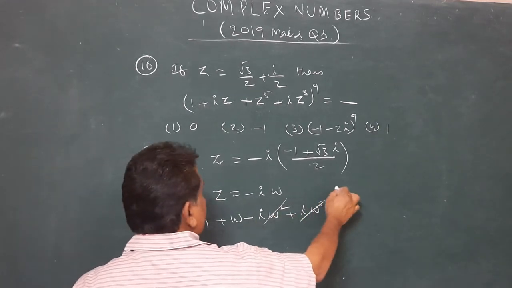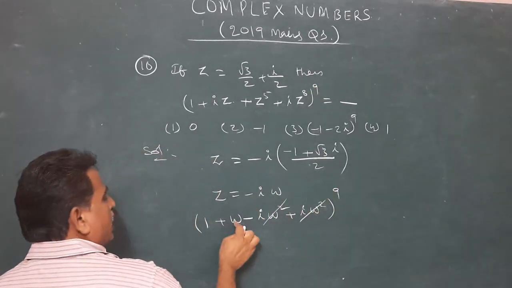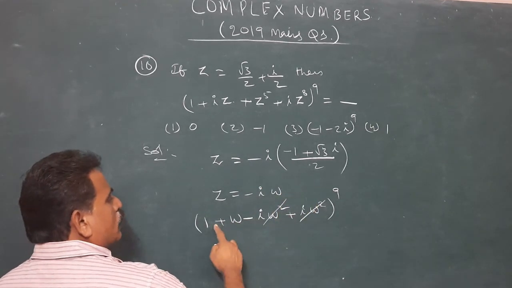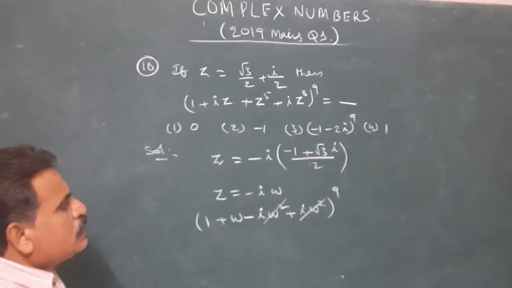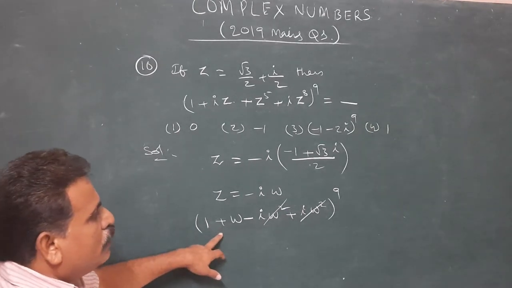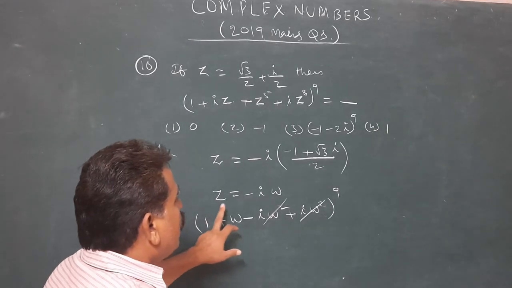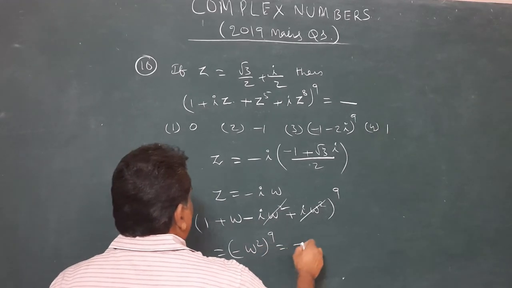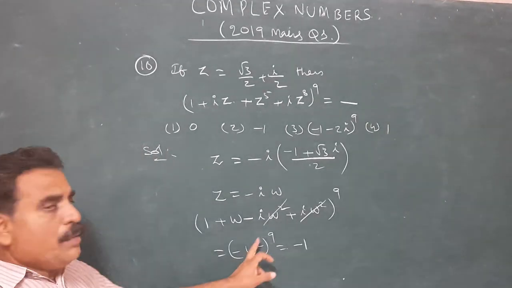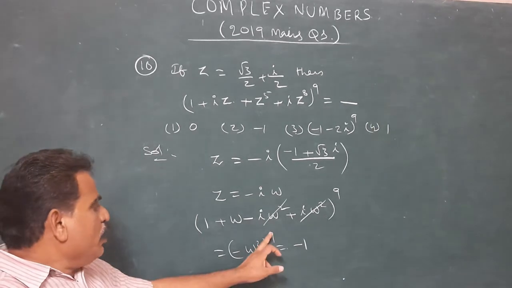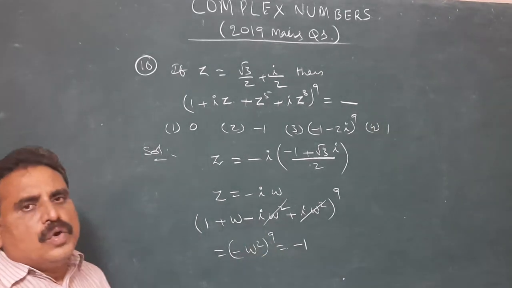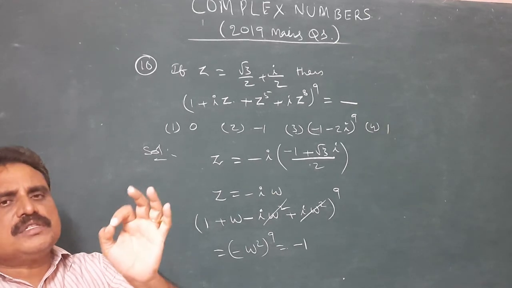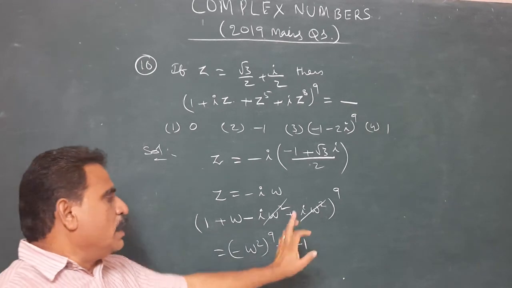1 whole power 9 is there. 1 plus ω plus ω² equal to 0, so 1 plus ω equal to minus ω². So 1 plus ω to the power 9 equals minus ω² whole power 9, that becomes minus 1, because ω^9 is 1. ω^18 is minus ω^18. 18 is a multiple of 3, ω³ whole power 6. ω³ is 1. That's why minus 1.